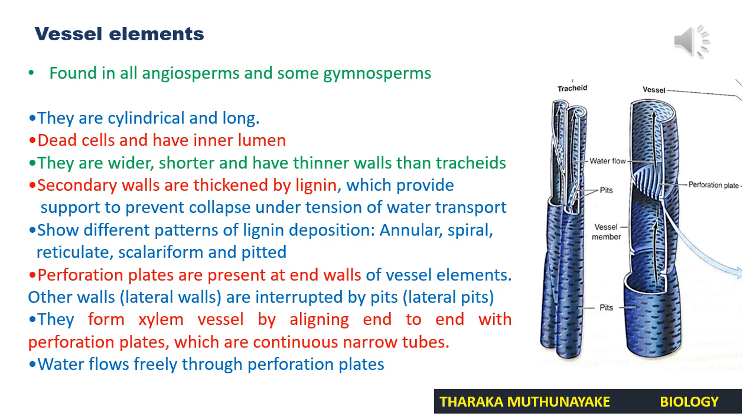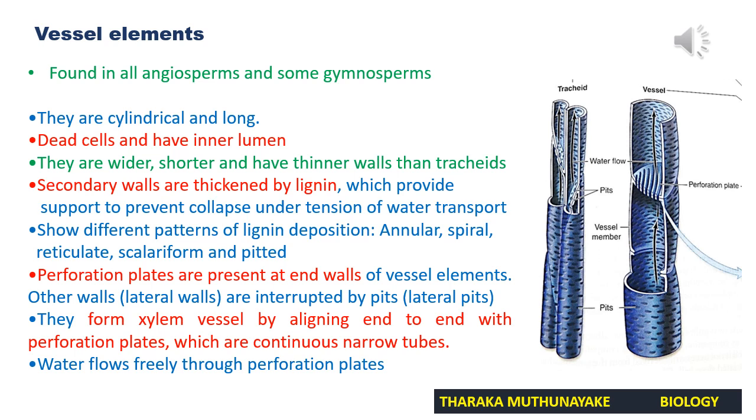And there's a comparison here with tracheids. Look at that. They are wider, shorter, and have thinner walls than tracheids. So at your left hand side in these diagrams, it has a tracheid. You can observe it is comparatively thinner than the vessel element and also longer than the vessel element. And also remember here, tracheids have comparatively thicker secondary cell walls than vessel elements.